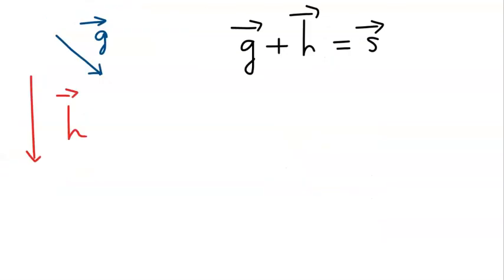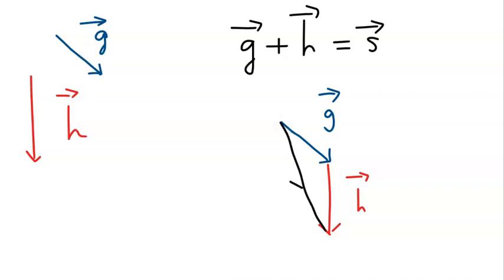Another example, g plus h equals s. Again, you begin with vector g, followed by vector h, and to obtain vector s, the result of the sum, you connect the tail of g to the head of vector h. Like that. And that is vector s.